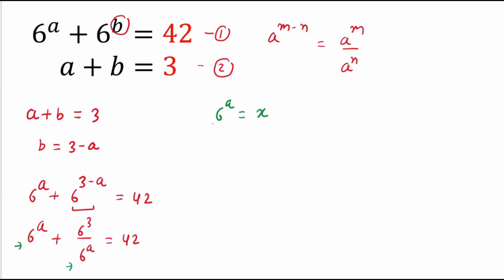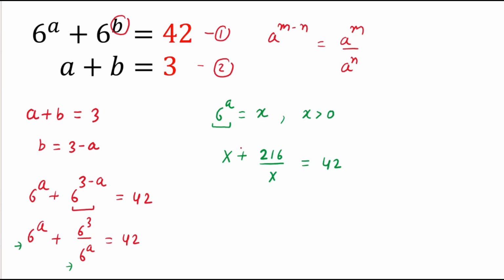Then on the left hand side we have an exponential equation. 6^a is always positive if a belongs to the real numbers. It means x is greater than 0. Here 6^a is replaced by x, plus 6^3 is 216, divided by 6^a which is replaced by x, equals 42.